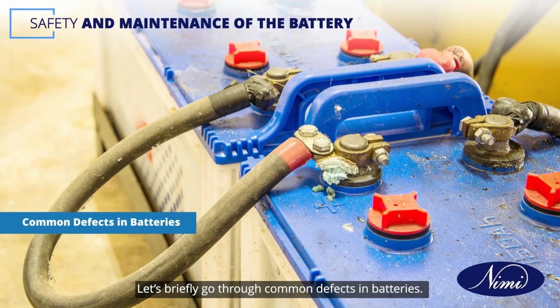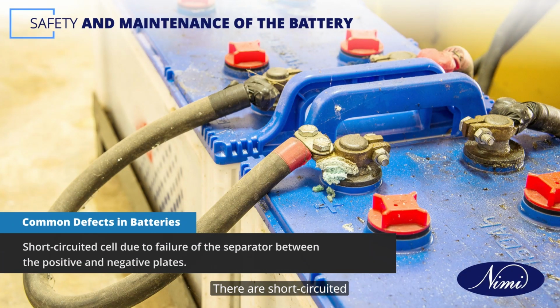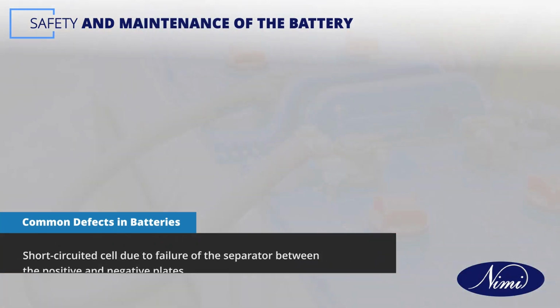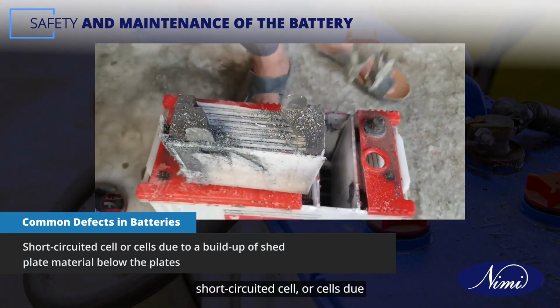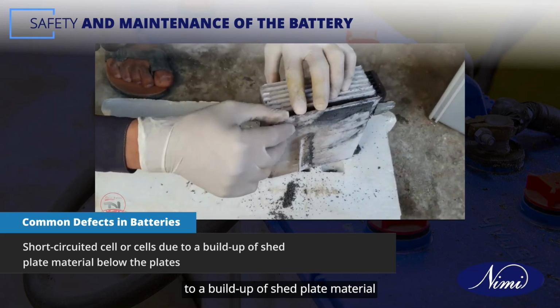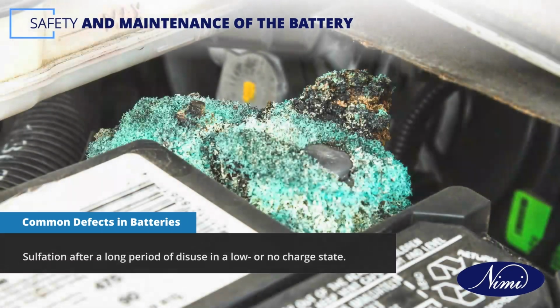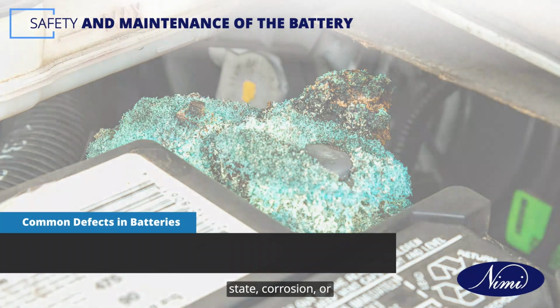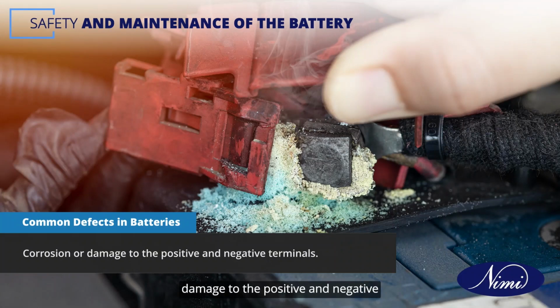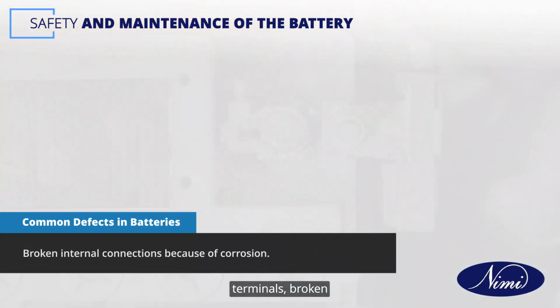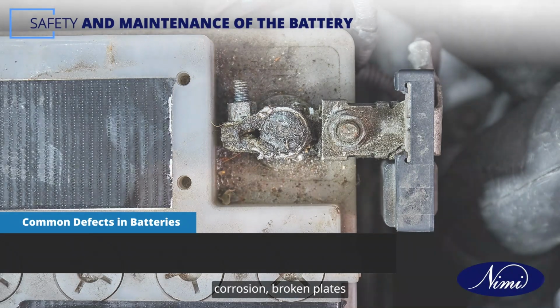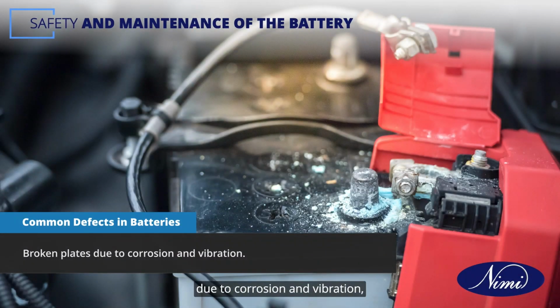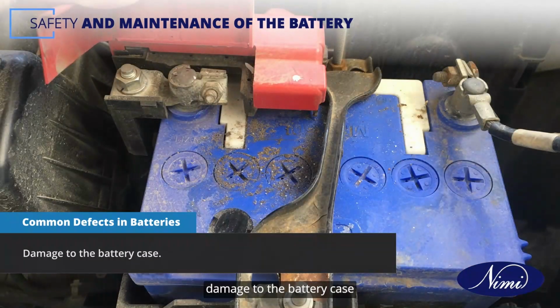Let's briefly go through common defects in batteries. There are short-circuited cells due to failure of the separator between the positive and negative plates, short-circuited cell or cells due to a buildup of shed plate material below the plates, sulfation after a long period of disuse in a low or no charge state, corrosion or damage to the positive and negative terminals, broken internal connections because of corrosion, broken plates due to corrosion and vibration, damage to the battery case, and low electrolyte level.